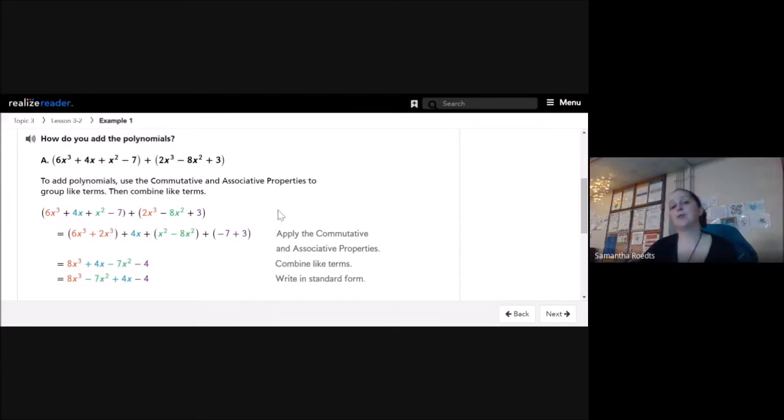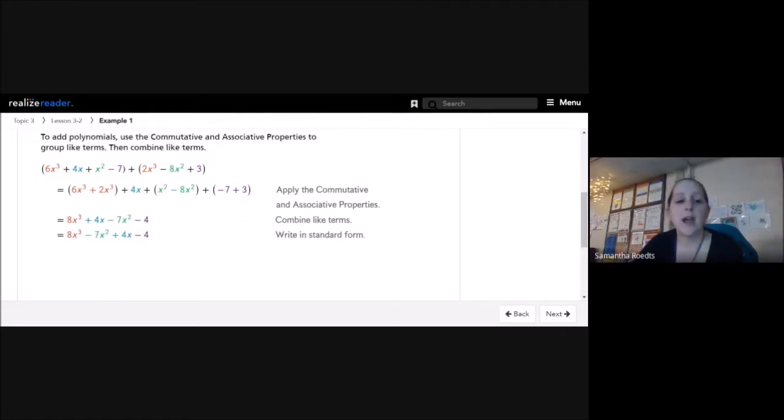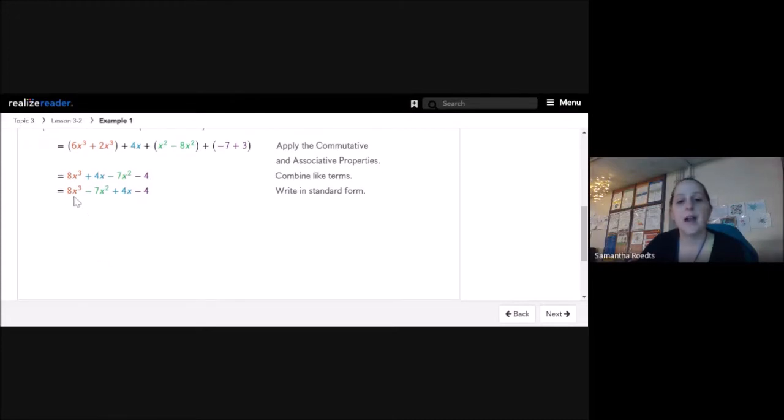I really recommend, if possible, getting multiple colored pens or highlighters, whatever works best for you. When you start going through this, practice highlighting them so you can easily see where the like terms are. So I have 6x cubed plus 2x cubed, which is 8x cubed. 4x just tags along. 8x squared minus 8x squared is negative 7x squared. And then negative 7 plus 3 is, of course, negative 4. I then write this in standard form, which, remember, is from largest exponent to the smallest. So 8x cubed minus 7x squared plus 4x minus 4.